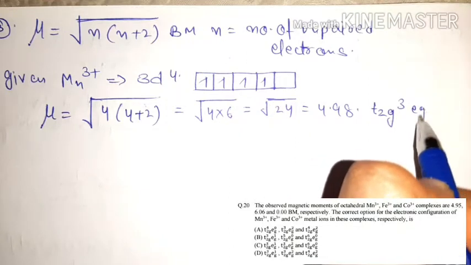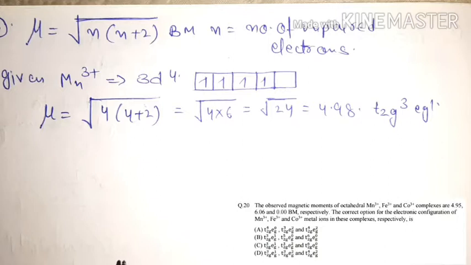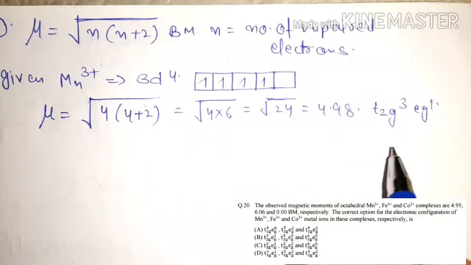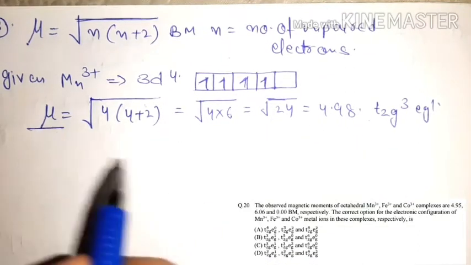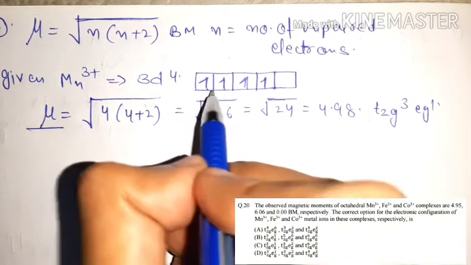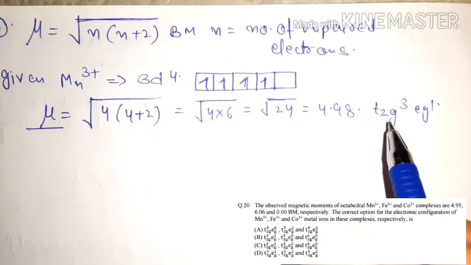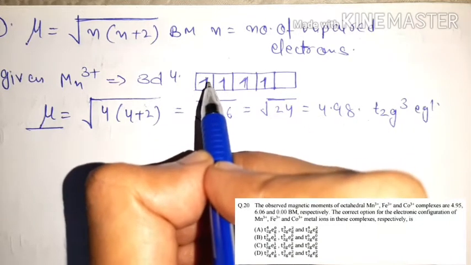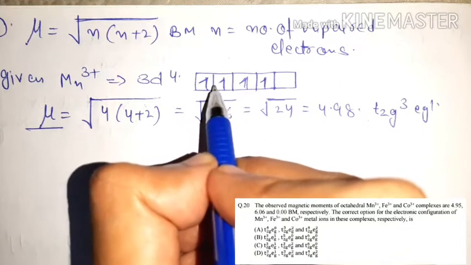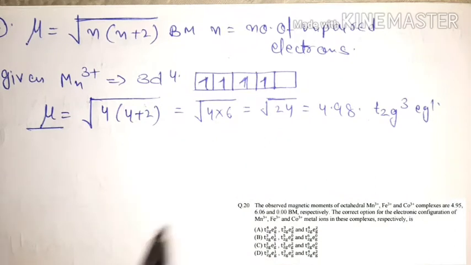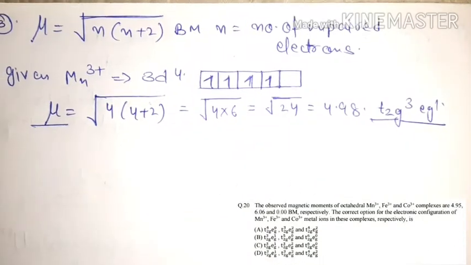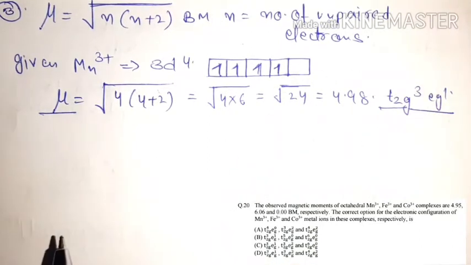t2g3 eg1. Okay, because we have octahedral complexes. How can we find t2g3 eg1? Why do we not consider t2g4? Because here we can observe 4 unpaired electrons, the given value of your observed magnetic moment. If you consider t2g4, then 2 electrons must be in paired condition, so it has only 2 unpaired electrons, which is not possible according to your given condition. So the only possible electronic configuration is t2g3 eg1.